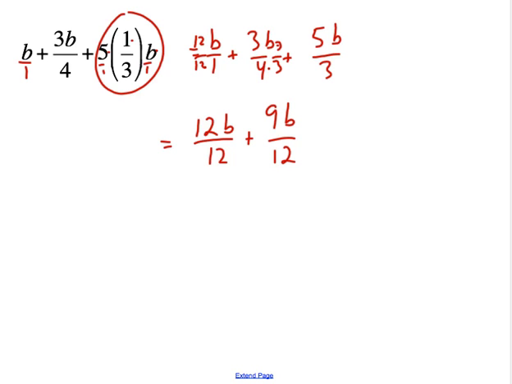And the third fraction, I will multiply by 4 over 4. 5b times 4 is 20b over 12. And those numerators are all like terms. I can add them up. 12 plus 9 is 21, plus 20 is 41. So it's 41b over 12. That doesn't simplify, so we'll have to just leave it as is.